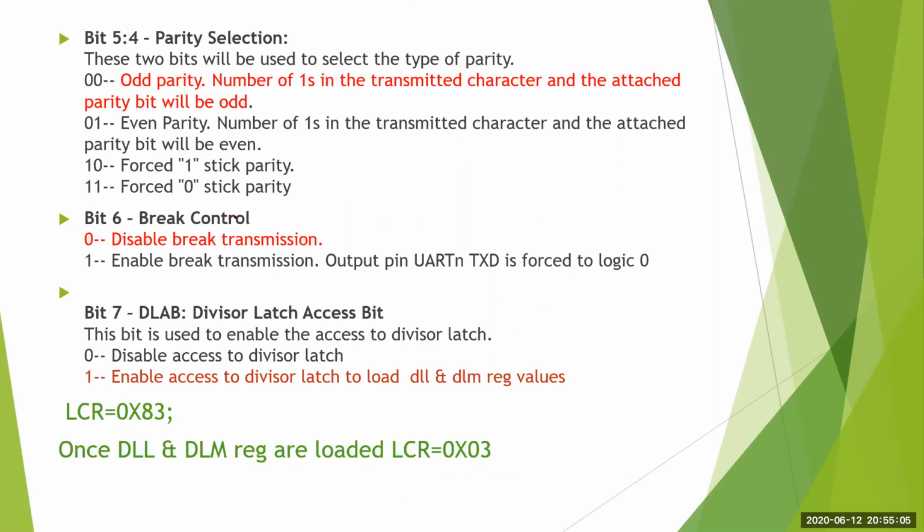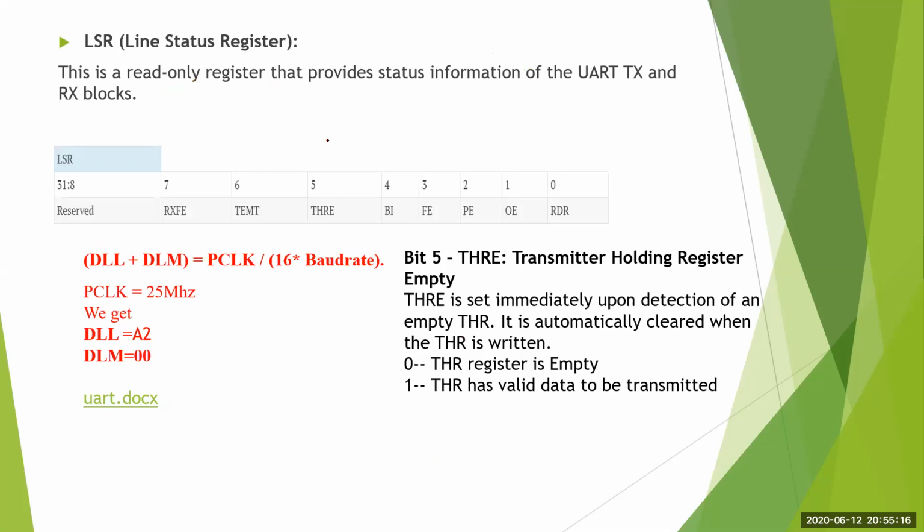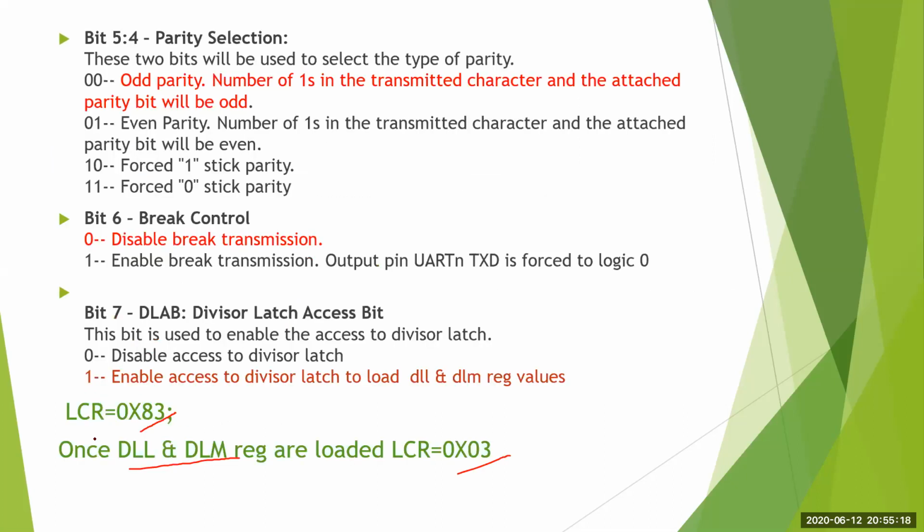So LCR should be equal to 83 before loading the DLL and DLM registers. Once they are loaded, this value will be 3. This I had already explained. Next, I will tell you how the values for DLL and DLM should be given.